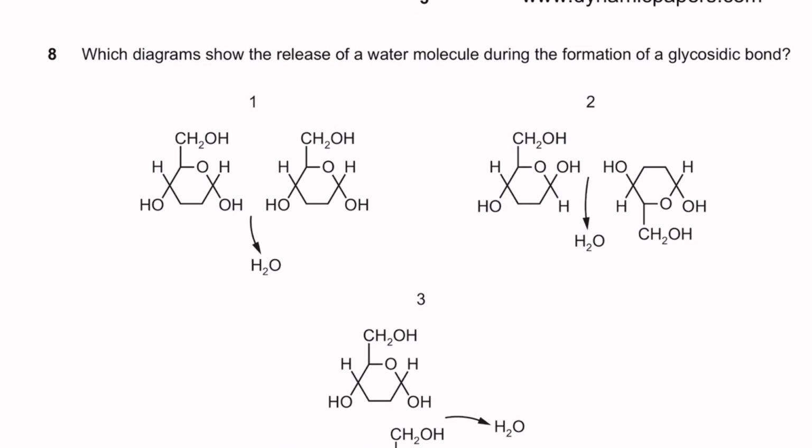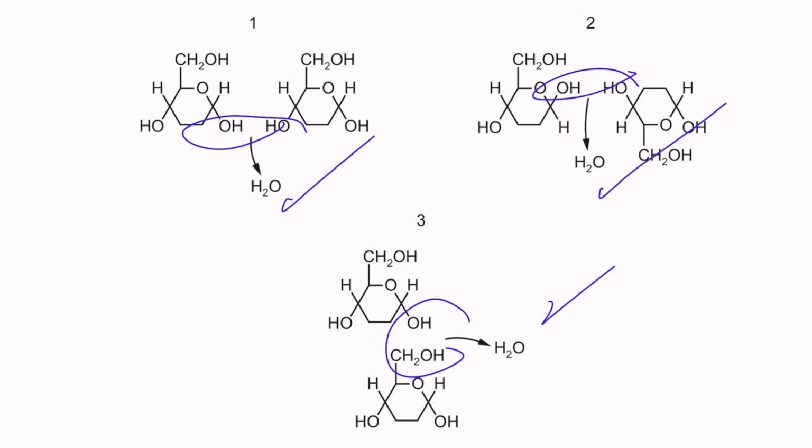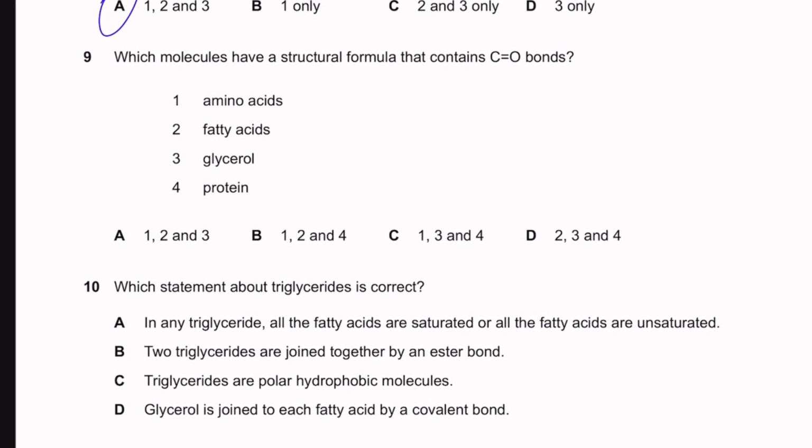Okay, which diagrams show the release of a water molecule during the formation of a glycosidic bond? Okay, here you could see we have a formation of a glycosidic bond. Here you could see we have a formation of a glycosidic bond. Here you could see we have a formation of a glycosidic bond, 1, 2, and 3. That's A.